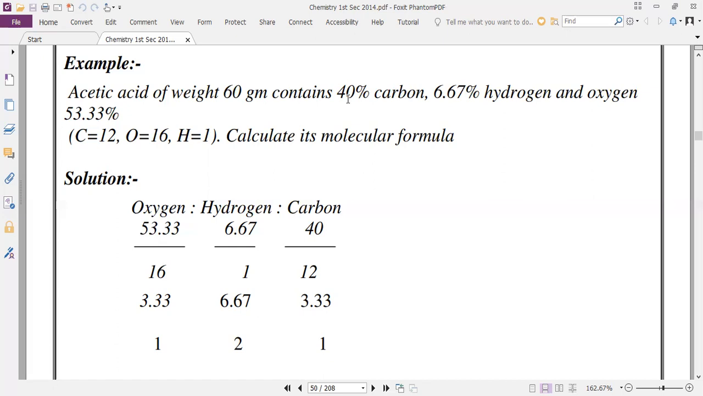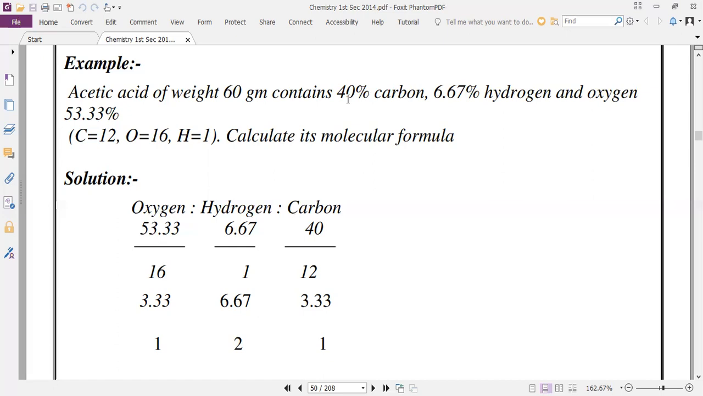Its molecular formula. So first, now we are going to divide the components of this compound into three parts: oxygen, hydrogen, and carbon. Oxygen: 53.33 divided by 16. Why 16? Because this is the atomic mass of oxygen, right? Yes.